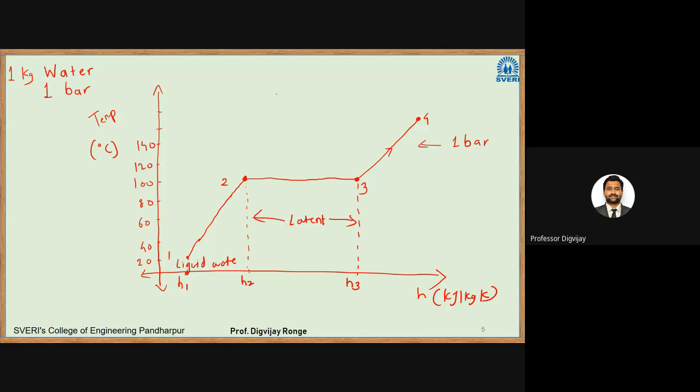If I do this same process at higher pressures, what will I get? I will get something like this. So it will go to this point. This is at another pressure, let us say 2 bar. At 2 bar again I have 1 dash, I have 2 dash, and then latent heat is added.